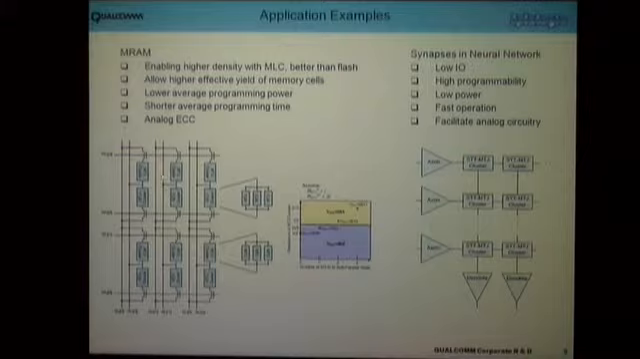And also, STT-MTJ clusters can be used to make analog ECC for the benefit of speed and area, just like what we show here. Another thing is that due to the very nature of probabilistic switching of the STT-MTJs, the STT-MTJ clusters naturally fit the role of synapses in neural networks.